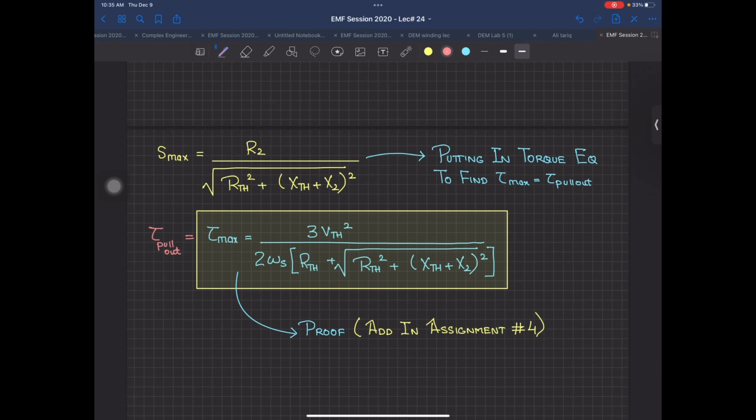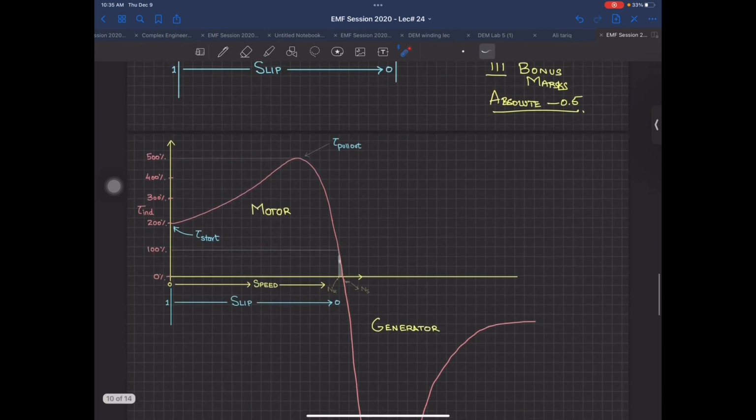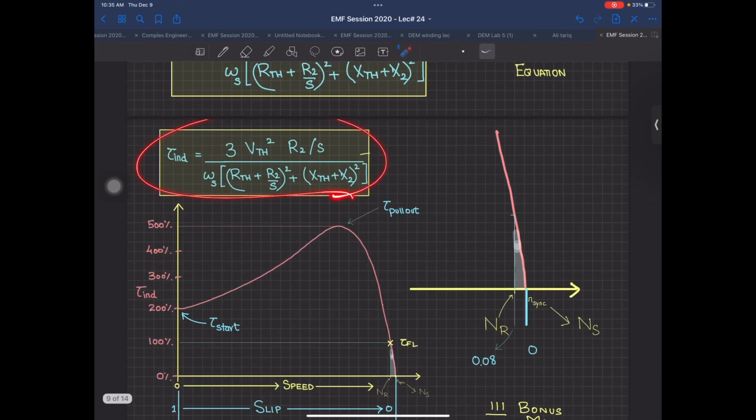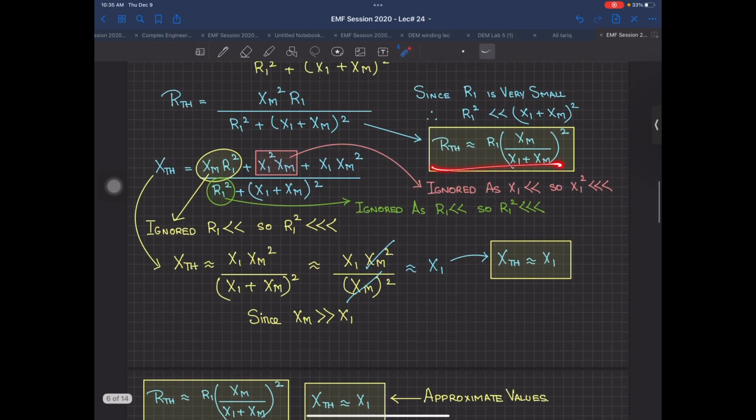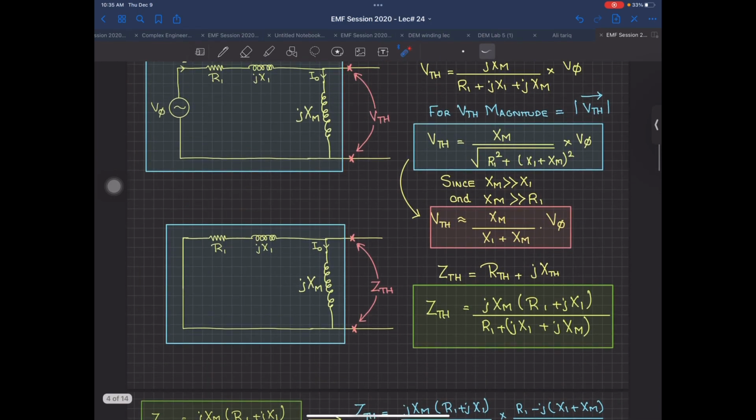Let me just confirm it. This is up till 6.5, which is complete. Kindly go through examples 6.4 and 6.5, very important. They are interlinked with each other, but they use the same formula, the same thing, everything. The same formulas are being used. This one for T pull out, and they are also doing it for this torque. If you put slip S equal to 1, you can find T starting, or if they are asking you to find X Thevenin, R Thevenin, or V Thevenin over here. So just a very simple proof.